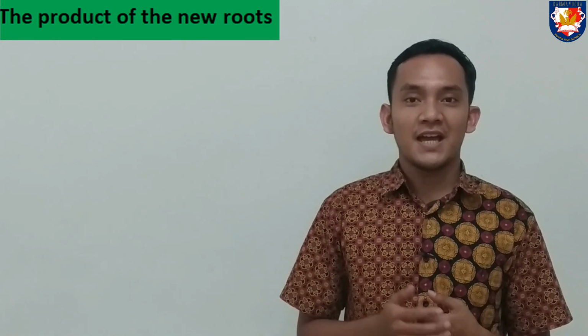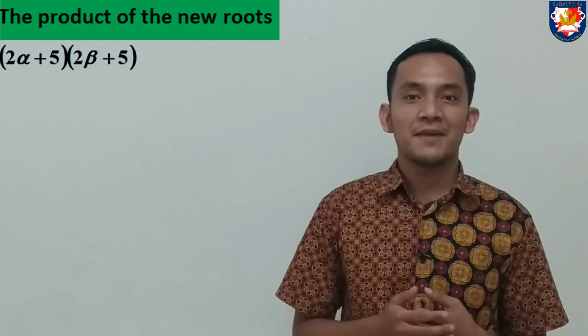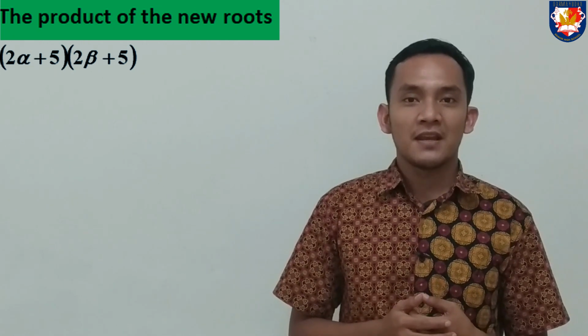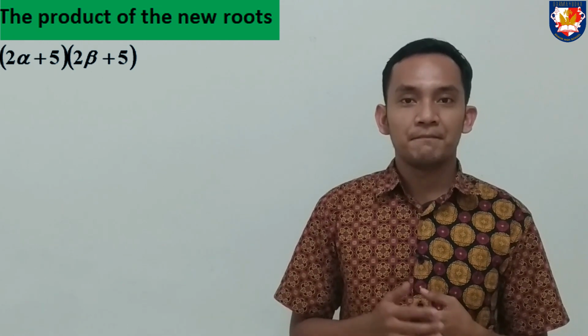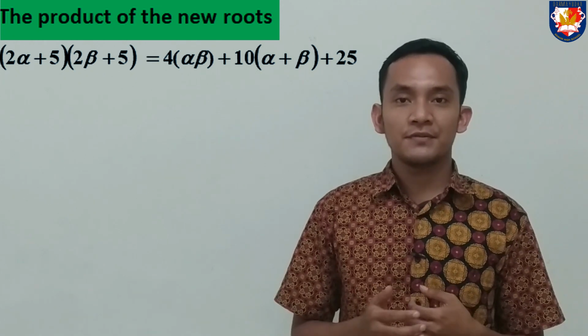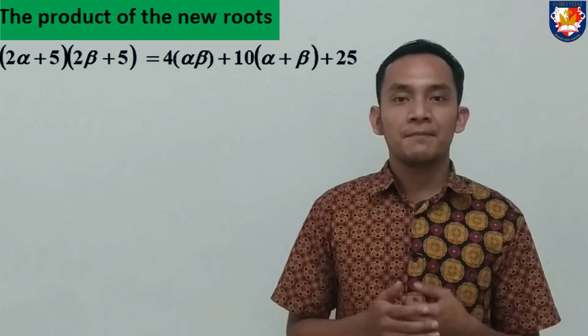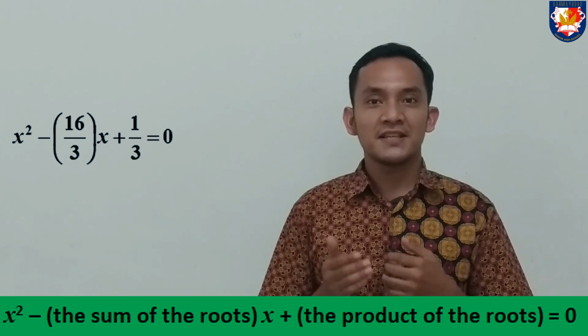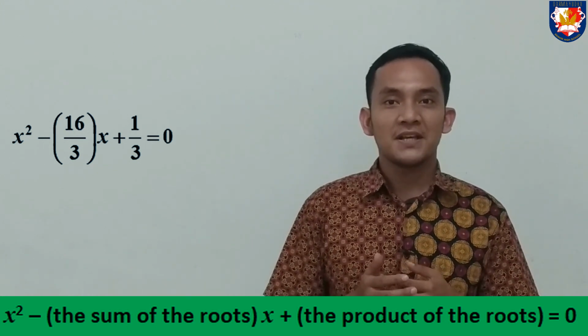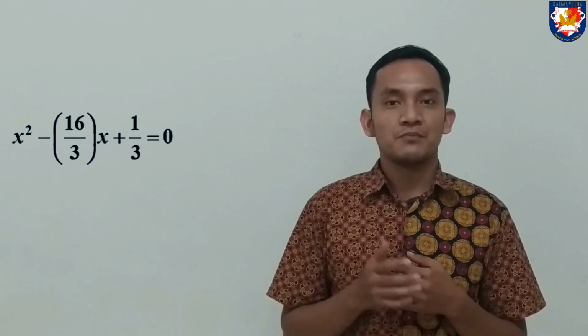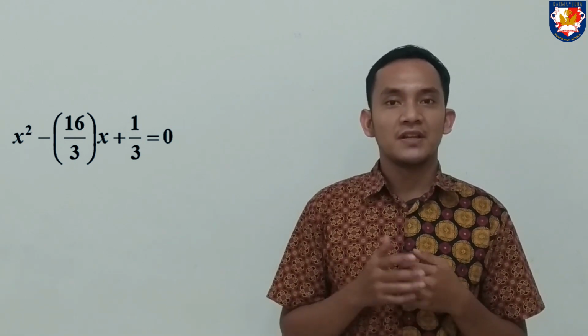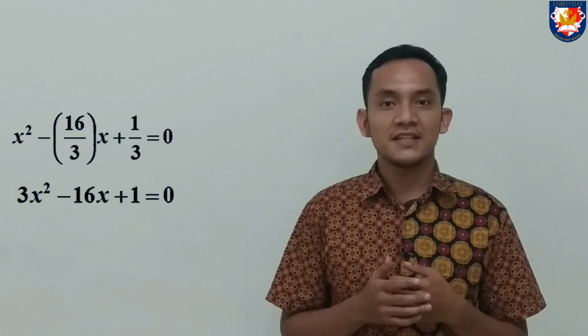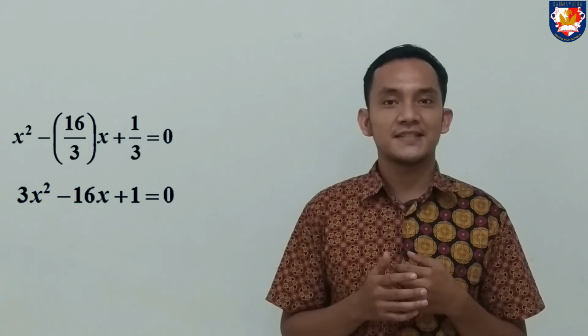The product of the new roots, 2 alpha plus 5 times 2 beta plus 5, will be 4 times alpha beta plus 10 times alpha plus beta plus 25. Substitute the value of alpha plus beta and alpha times beta, and it will give the result 1 over 3. So the new quadratic equation is x squared minus 16 over 3x plus 1 over 3 equals 0. Multiplying both sides by 3 will give 3x squared minus 16x plus 1 equals 0.